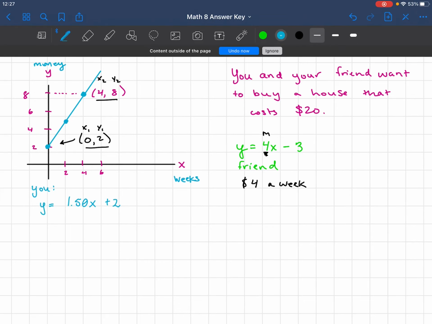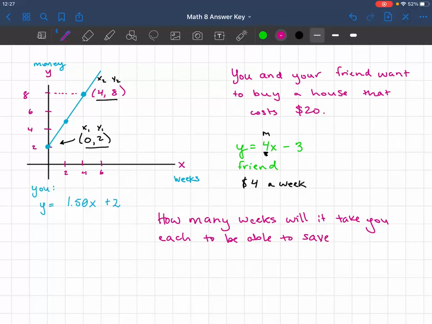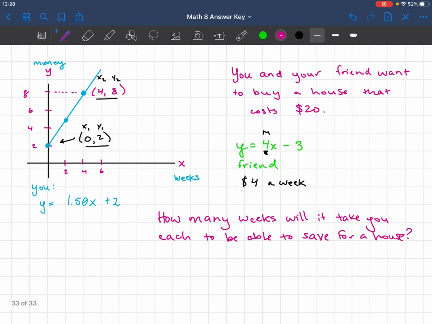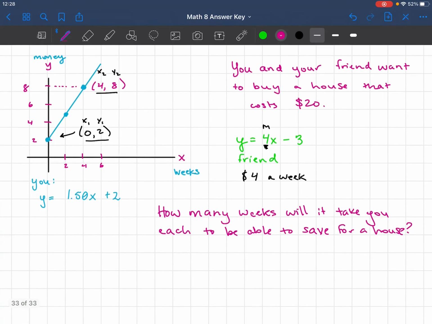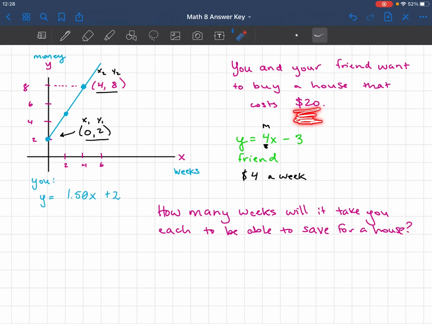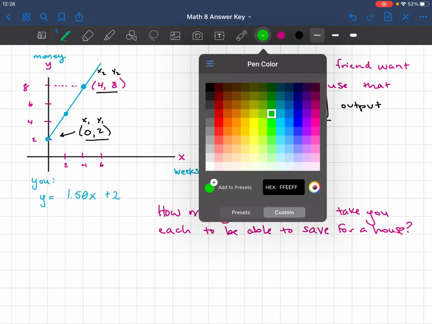The second part of the question is going to ask, how many weeks will it take each of you to be able to save for a house? Here it's saying we need to know how long it will take to save $20, both you and your friend. So is $20 an input or an output? Well, our problem tells us that money is our output while time is our input. So we're going to label this as y. It's an output.